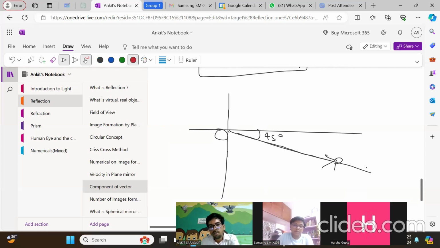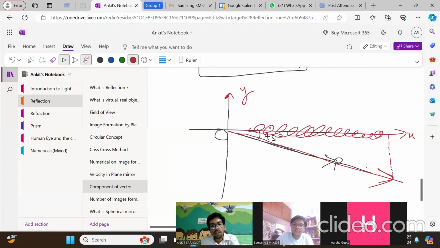This vector is going in this direction. See the shadow on the x-axis. This is the x-axis and this is the y-axis. Drop a perpendicular on the x-axis. The shadow will be I minus J, sir. I minus J. Very good.